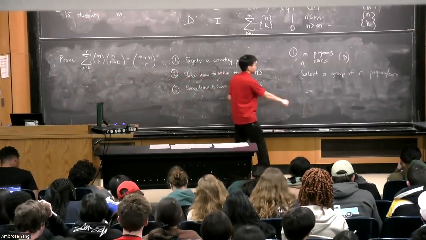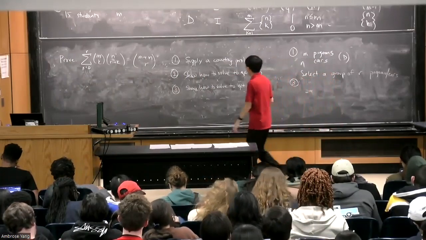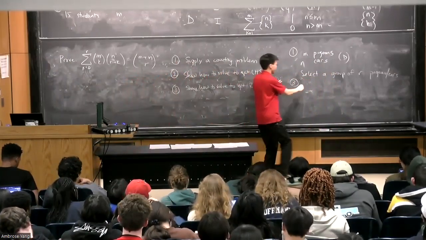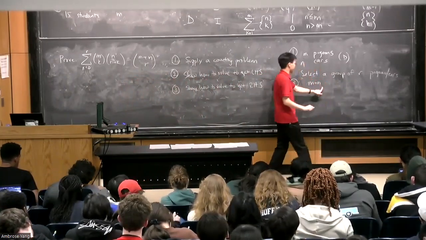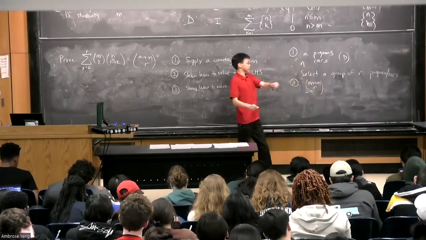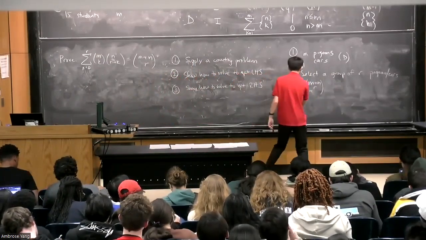I'm going to do the right-hand side first. How do I solve the right-hand side? Well, this comes directly from the counting problem. If I have m pigeons, n cars, and I have a total of m plus n objects, and I need to select a group of R of them, that precisely is the definition of m plus n choose R.